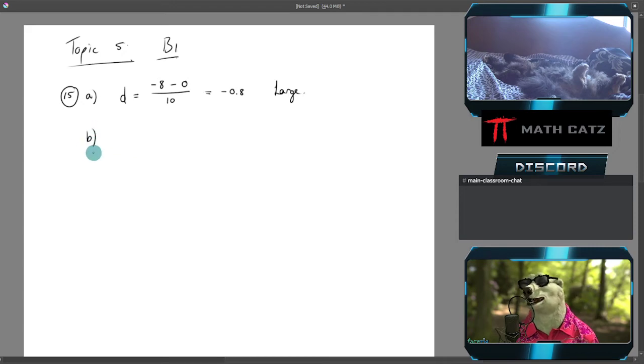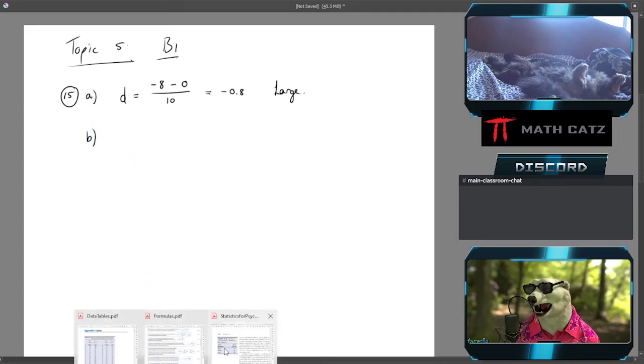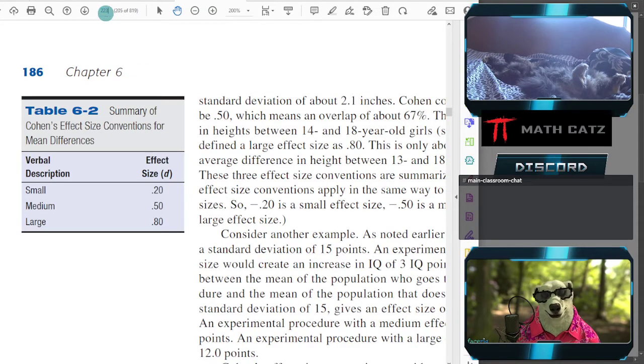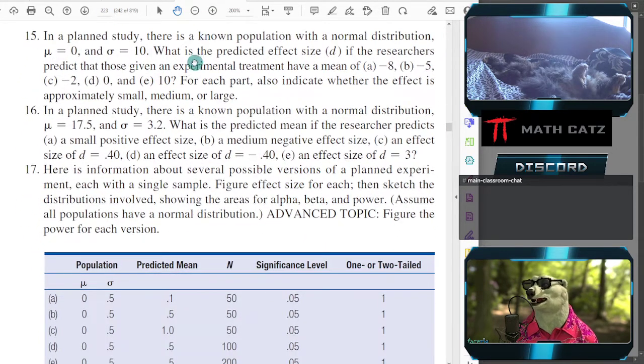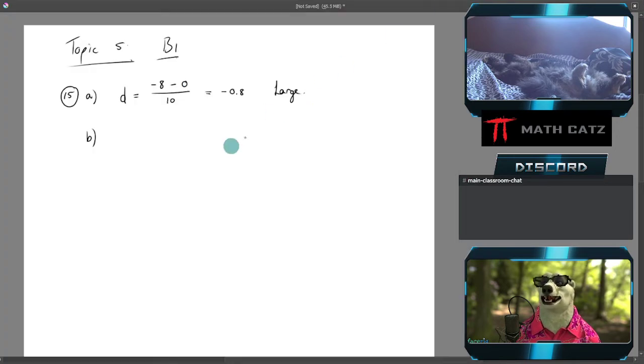Let's also do B, just so we do more than one. And let me go back to page 223. Move it up a little bit here. We also have a predicted mean of -5. What is the effect size then? So we have our calculation, -5 minus the given distribution mean over the standard deviation. And then we, of course, get -5 over 10, which is -0.5. And that'll be classified as medium.